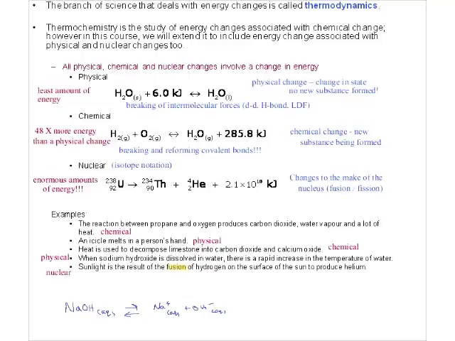And finally, sunlight is a result of the fusion of hydrogen on the surface of the sun to produce helium. Well, that's a change at the atomic level, and that's going to be a nuclear change. That's a tremendous amount of energy. There we go. Okay.